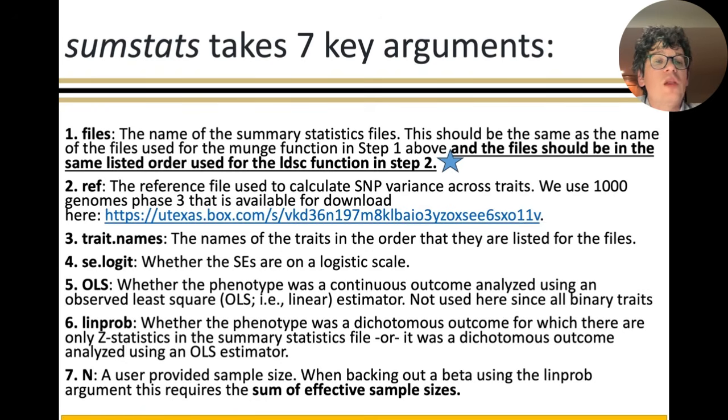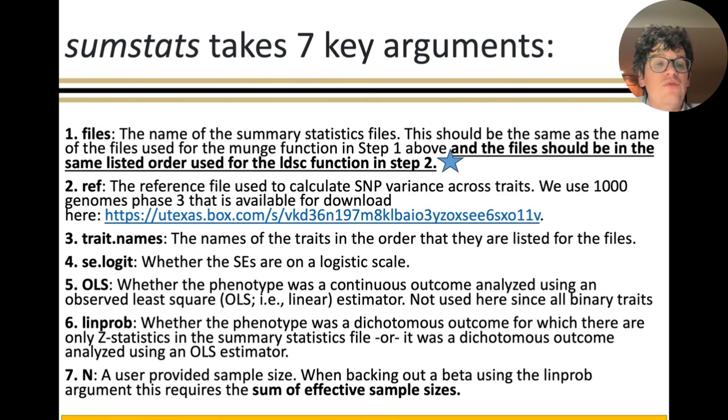So here you're going to be providing the same files that you gave to the MUNGE function, so the GWAS data prior to running MUNGE, and they should be listed in the same order that was used for the LDSC function in step 2. This is really important because the ordering is used to line up the estimates from the GWAS with the LDSC estimates. So if you don't put them in the right order, then you're going to have the wrong SNP effects going with the wrong traits. The second argument is a different reference file.